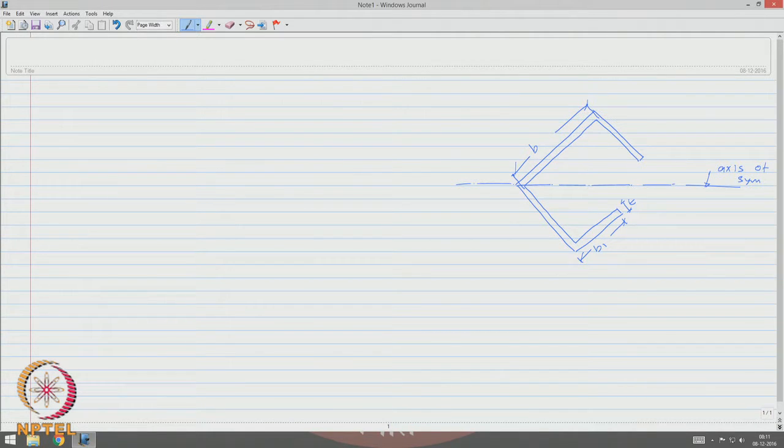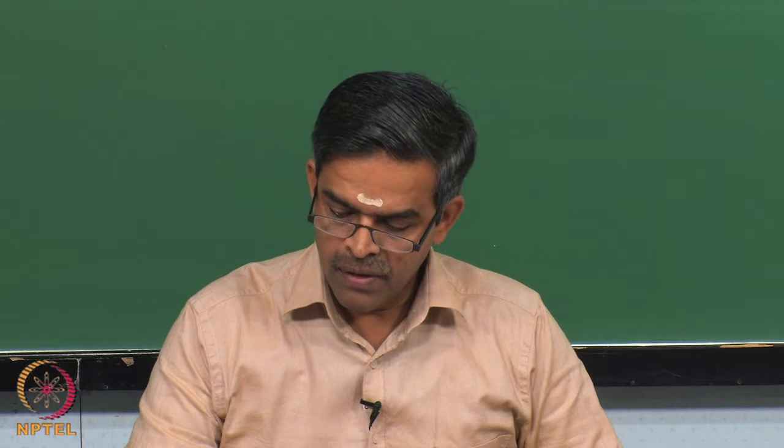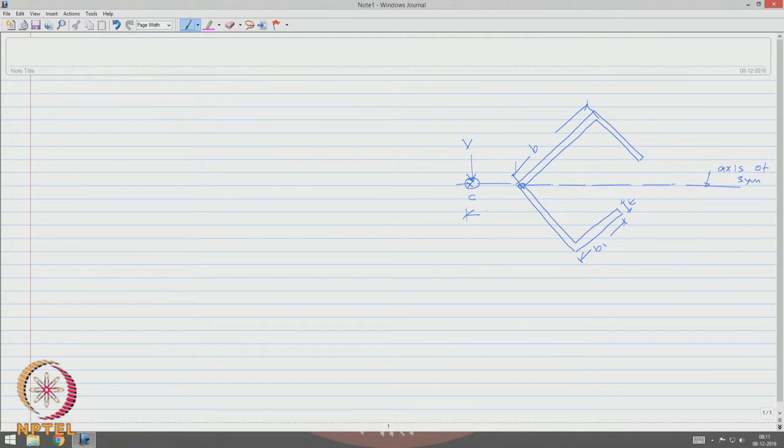We already know that when a section has at least one axis of symmetry, the shear center will lie on this. Let us say this is my shear center C, where the vertical force will be applied to avoid twisting moment in the given cross section. From this point we take the offset of the shear center as E, and let us call this point as point A.